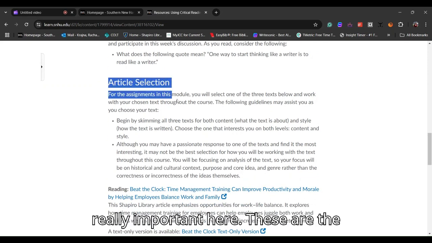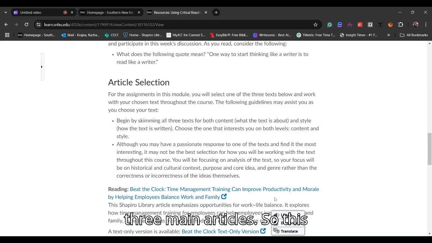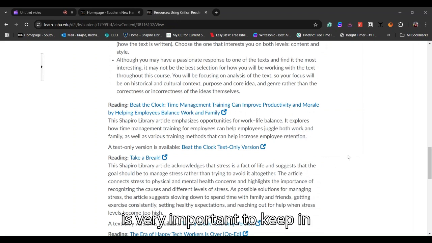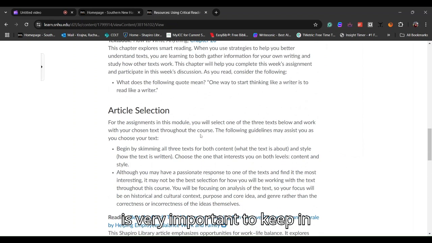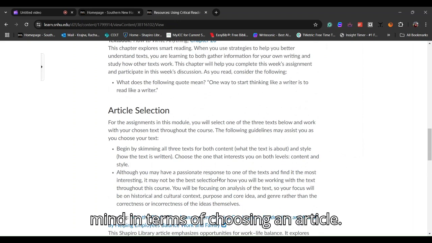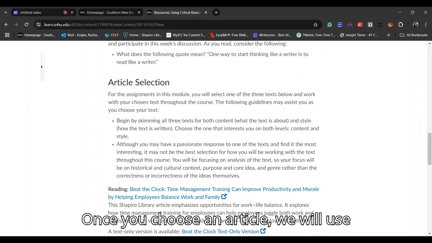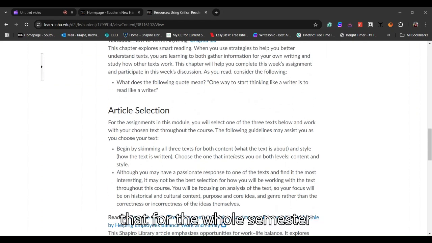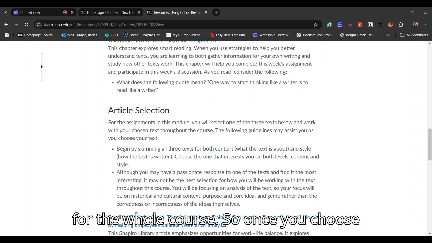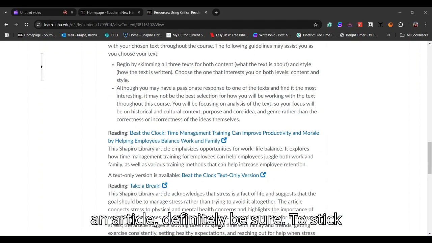This is really important here. These are the 3 main articles. So this is very important to keep in mind in terms of choosing an article. Once you choose an article, we will use that for the whole semester, for the whole course. So once you choose an article, definitely be sure to stick with it.